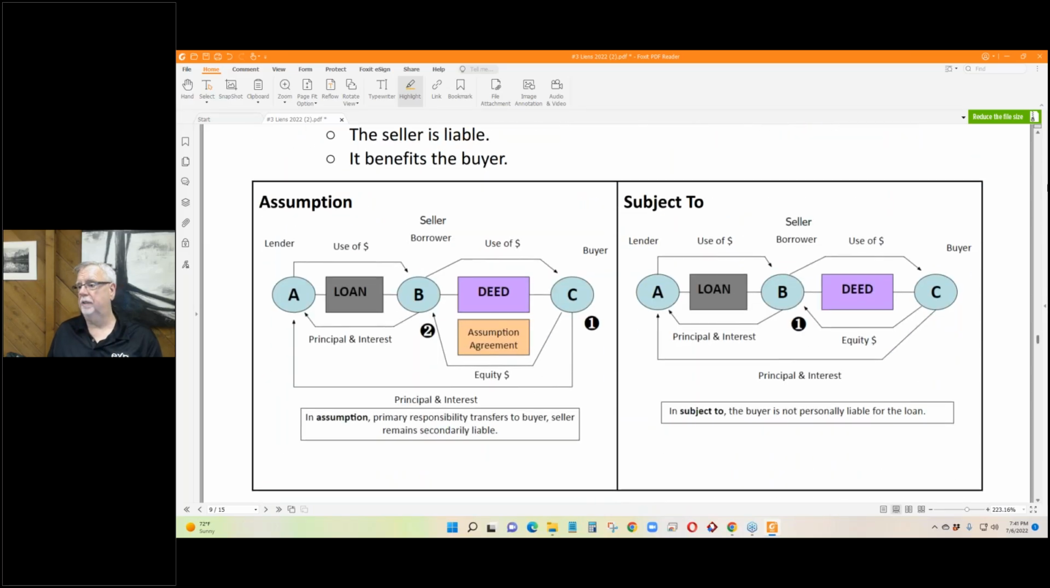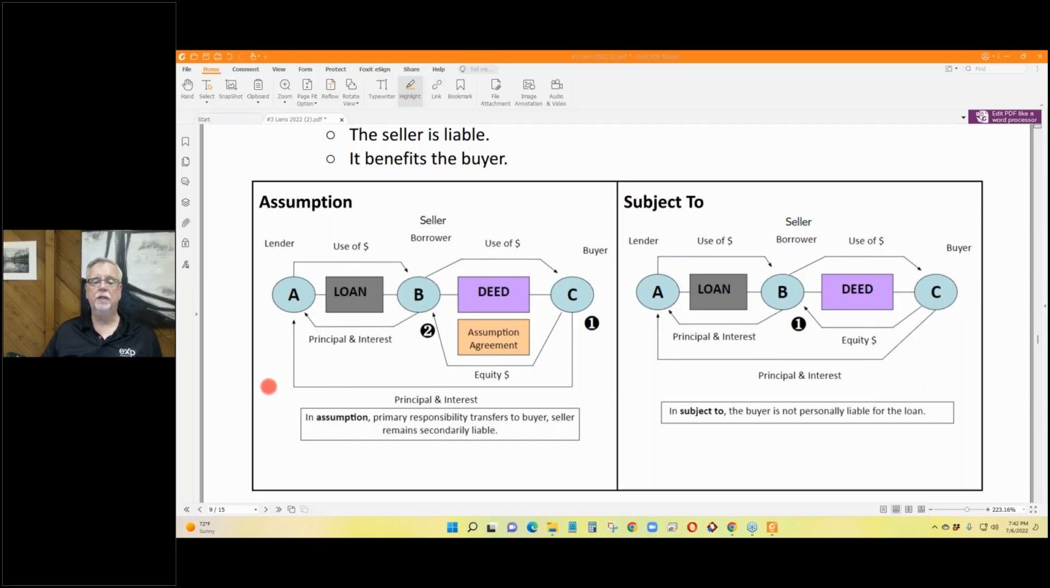So let's look at some more charts. Assumption. A lender makes a loan. So we have the use of the money, we have the payment of principal and interest. The owner of the property decides to sell the property, becomes a seller, finds a buyer, deeds the property to the buyer. There's an assumption agreement that everybody signs. The lender signs it, the borrower, seller signs it, the buyer signs it, everybody signs it. That gives the buyer essentially the use of the money. That's whatever is remaining in the loan. And the buyer would give the seller whatever equity is in the property.